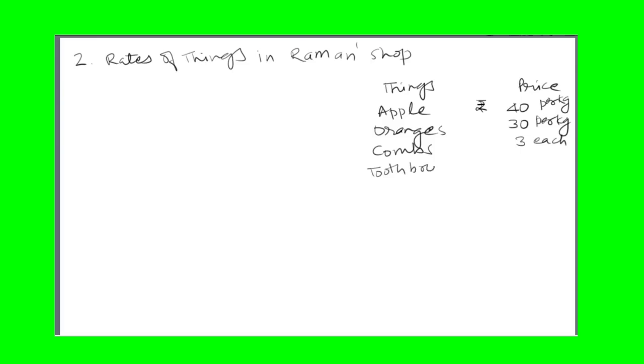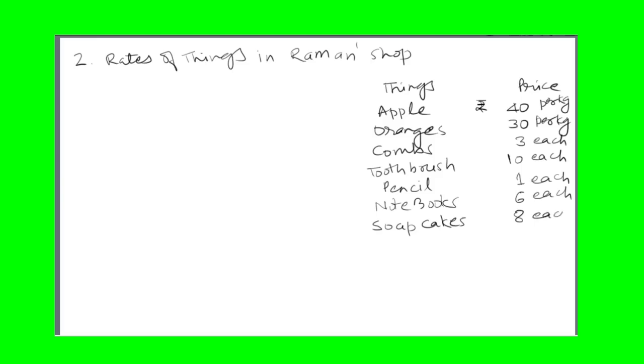Toothbrush 10 rupees per piece, which is each. Pencil 1 rupee for each number. Notebooks 6 rupees each. Soap cake 8 rupees each. These are the rates given to us.